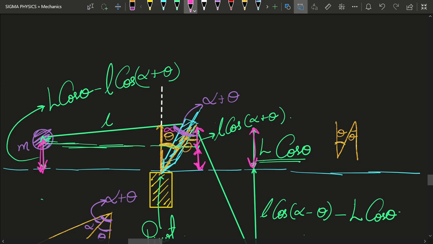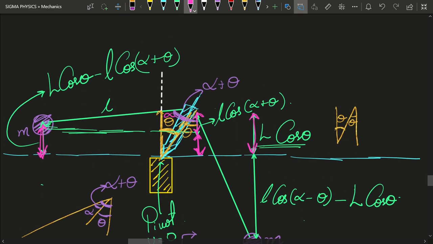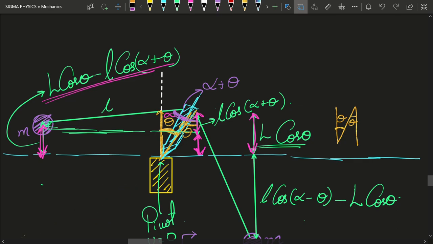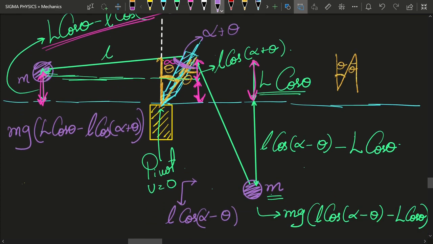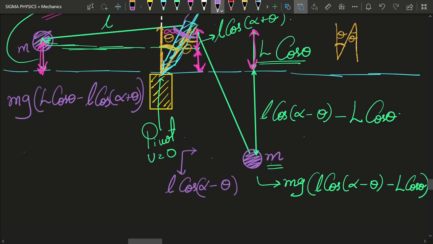There's the length of that mass from the pivot, the vertical distance of that mass from the pivot, right? So now if we know the distance of the mass from the pivot, we can easily find out its potential energy. Its potential energy is simply going to be equal to mg into [L cos theta minus L cos(alpha plus theta)]. Okay, so now since we know the potential energies of both the masses, we are ready to find the total potential energy of this teeter toy.